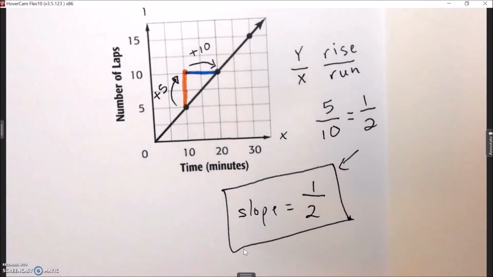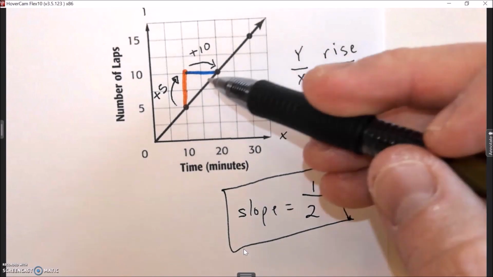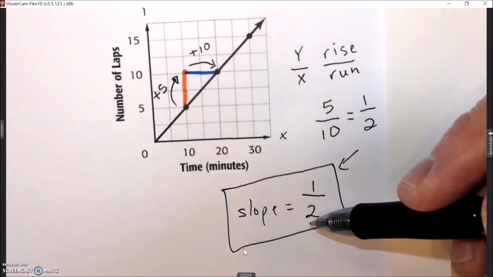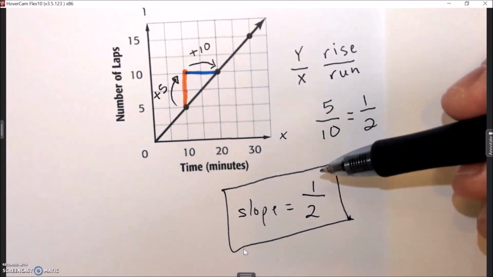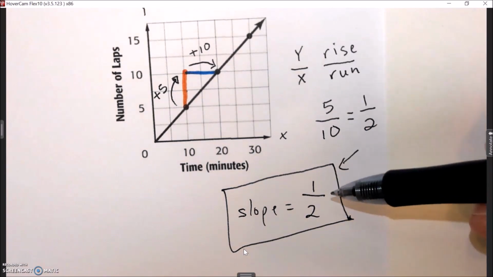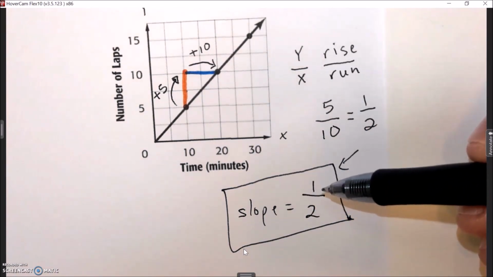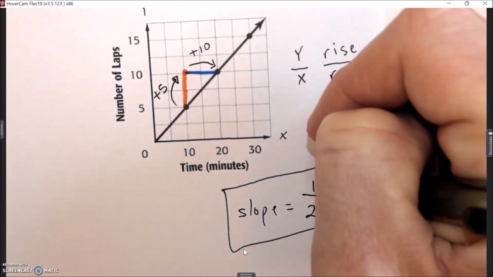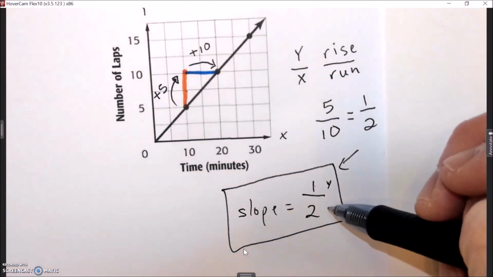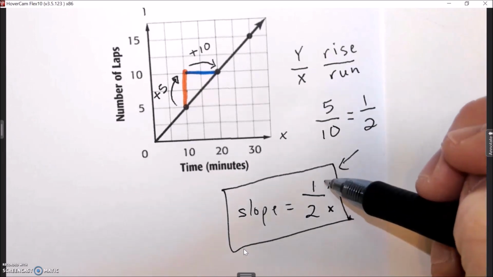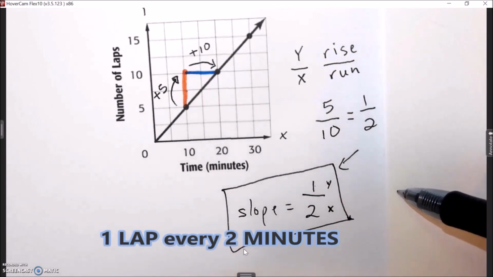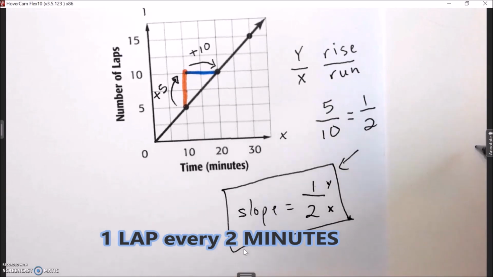However, if you're still confused, like, well, I don't get it, I don't understand. I know how you got 5, I know how you got 10, I know how we simplified it to 1/2, but what does that mean, slope? Remember, slope is the change in y over the change in x. So if I look at it from this standpoint, every time I go up 1 on y, I'm going to go over 2 on x. Up 1 on y, over 2. So on and so forth.